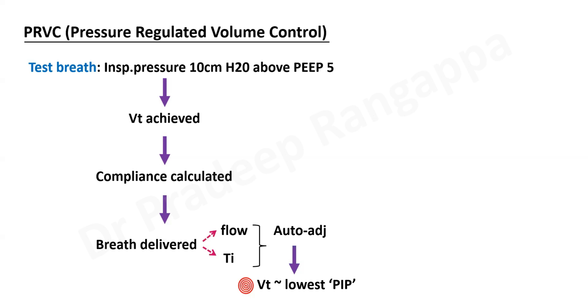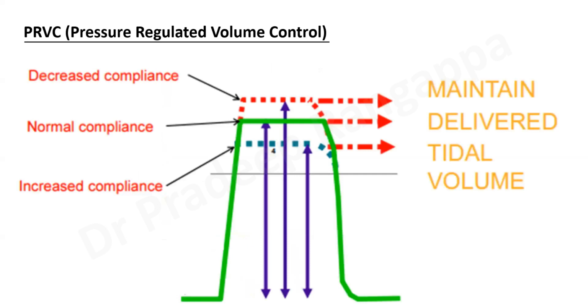So this is the conceptual understanding of what happens in pressure regulated volume control. It is calculating compliance, determining the flow rate, determining the inspiratory time, which are auto adjusted to make sure the targeted volume is generated with the lowest peak inspiratory pressure. This is the conceptual understanding of PRVC, and this figure pretty much explains what happens in PRVC. So look at this very carefully.